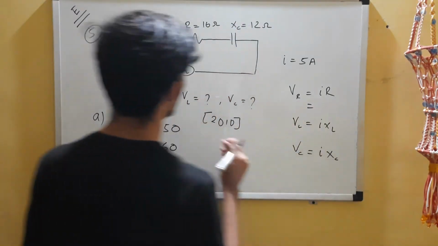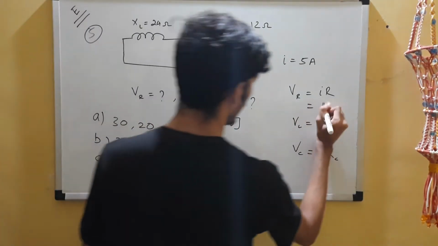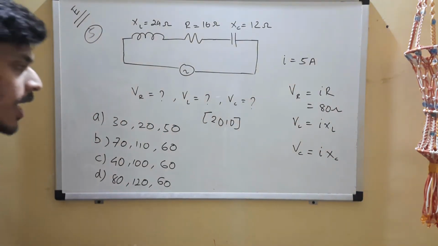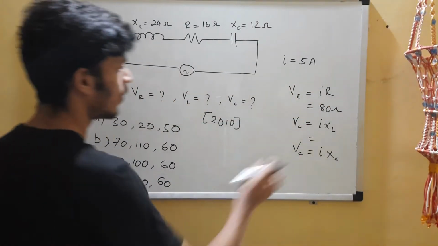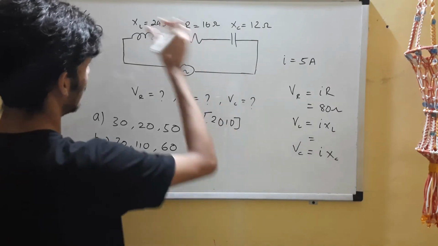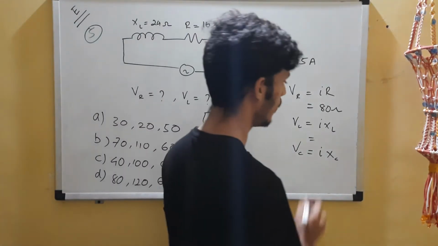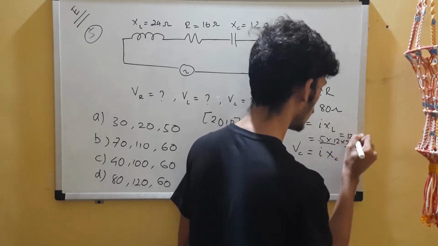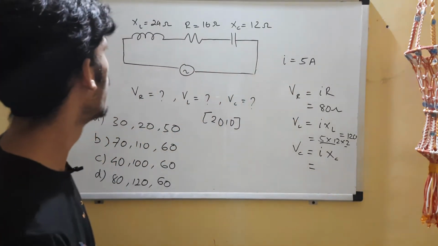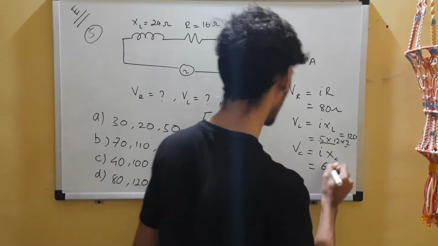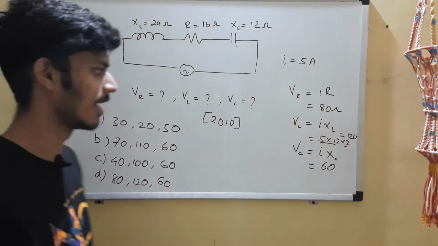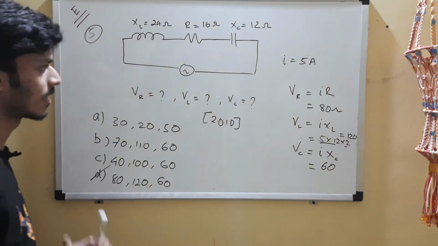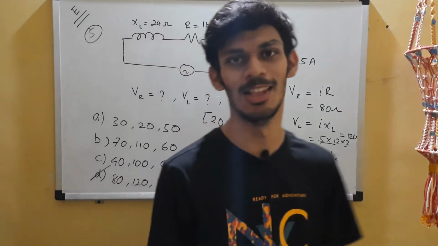So I into R, that will be 5 into 16, that is 80. So 80 ohms. So here if you see, only one option we have, option D. So again I have a point to prove, so let's do it. So 5 into your XL, 5 into 24, 5 into 12 into 2, I can do 12 into 2, this is 60, 60 twos are 120. So 120 volts, and here we'll have 5 into 12, that's simple, 60. So 80, 120, 60. 80, 120, 60 volts is the correct choice over here. So option D is correct over here. This was a question from 2010. Over to the next question.